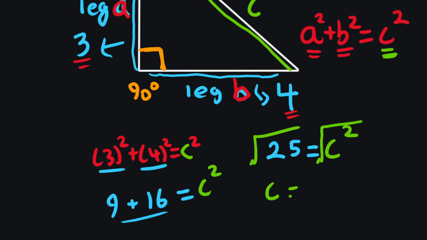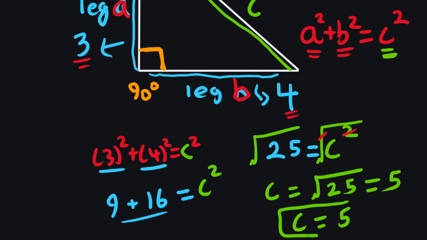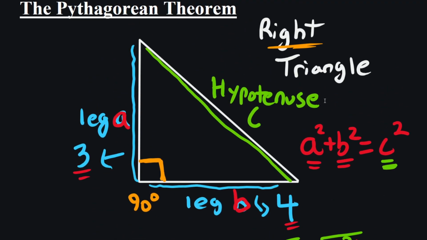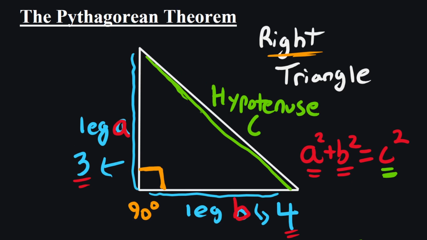So we know c squared is 25, so let's take the square root of both sides. So c is the square root of 25, because taking the square root of a square will cancel the square and the square root out. So c equals the square root of 25, and what is radical 25 exactly? That is 5. Therefore, c equals 5, and that means our hypotenuse, the length of this green side right here, is 5. And that is how we find the length of the hypotenuse using the Pythagorean theorem.